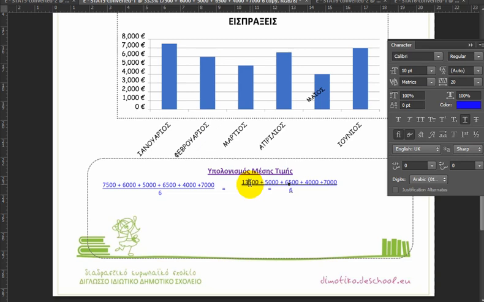Well, let's make this 18,500. And plus 6.5 is going to give us 25,000. Plus 4 is going to be 29,000. Plus 7 is going to make 36,000. Divided by 6 is going to give us 6,000. So that's the average.